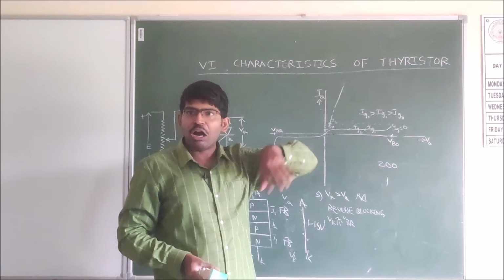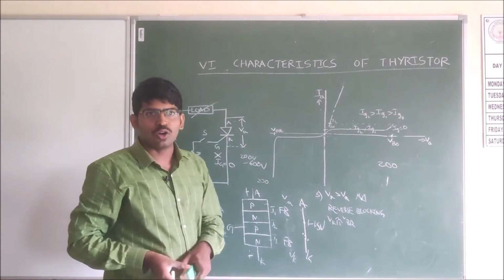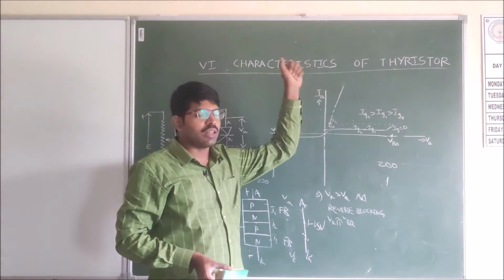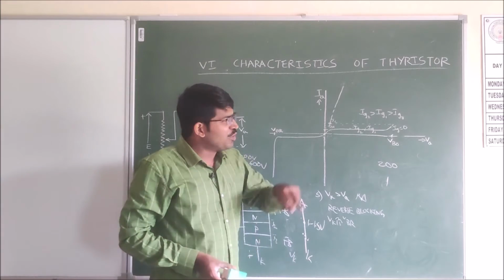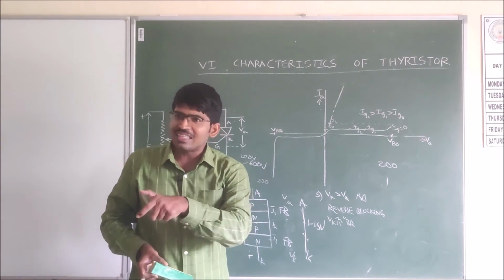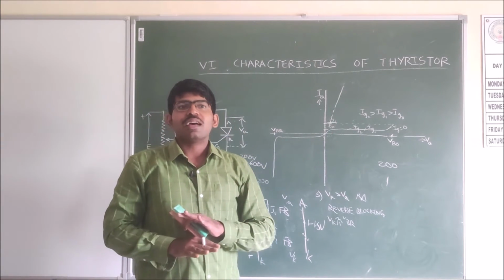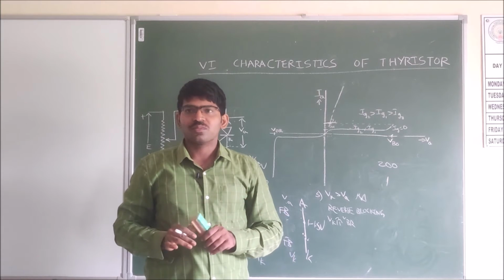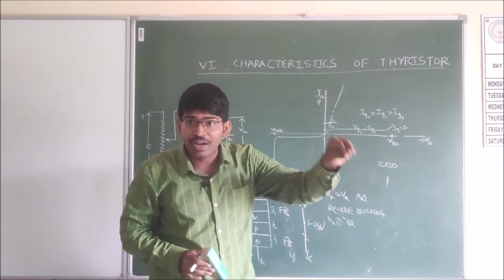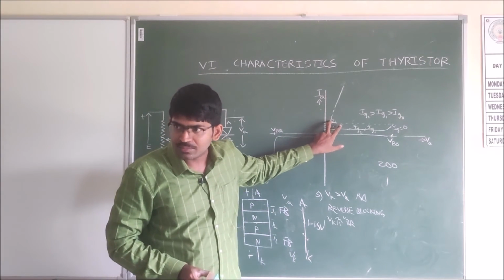This current cannot be controlled by us. So we require an external load to control this anode current. By using this external load, we can reduce the anode current. When we reduce the anode current below some point, the thyristor will turn off. So the minimum anode current required to maintain the thyristor in on state is called the latching current.